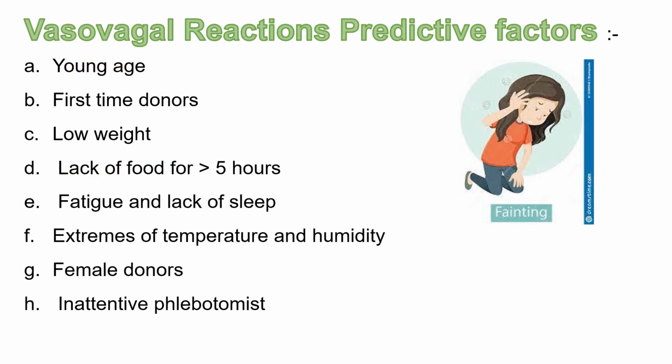Why can these occur? What are the predictive factors? Predictive factors are when the donor is in a younger age group, is a female donor, or is a first-time donor, the donor's weight is very low, the donor is fatigued or lacking food or sleep, or it is happening in extreme temperature where humidity is high.